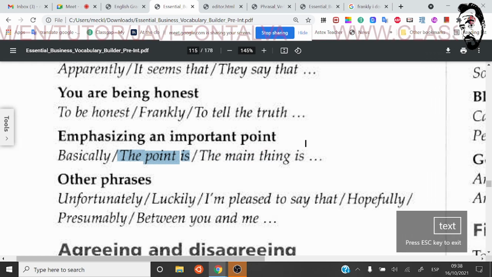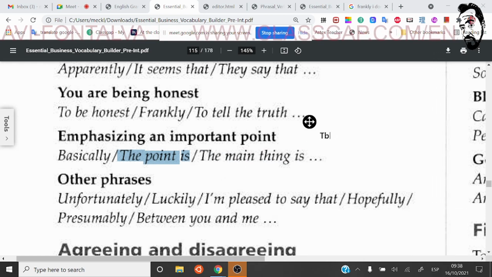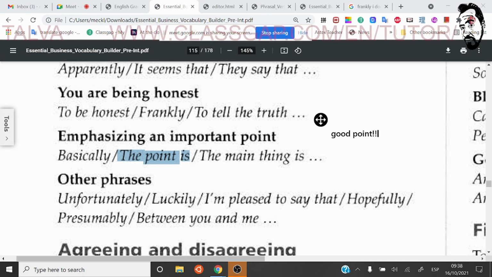Okay, there is another expression with point, there are many expressions. Okay, another one. That's not the point. Esa no es la cuestión. Eso no es lo importante. That's not the point. Okay. Oh, good point. Good point. Significa buen argumento. Oh, that's a good point. Yeah.